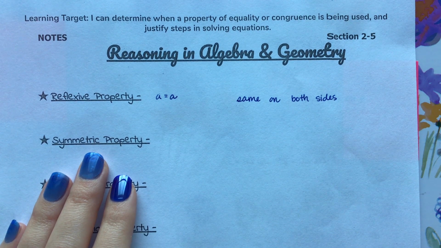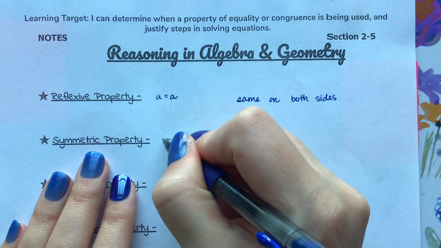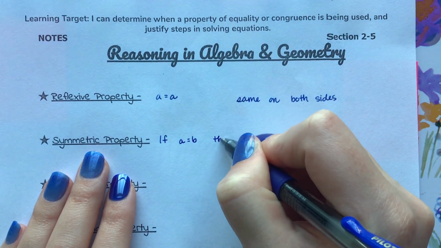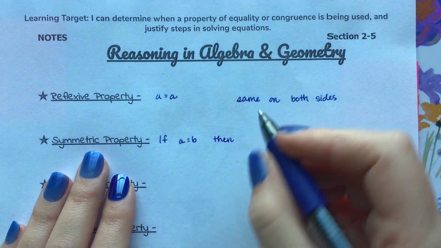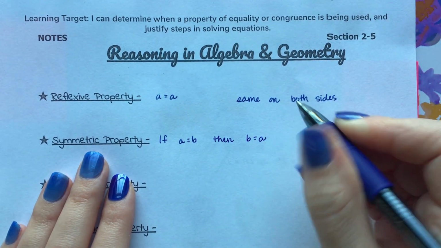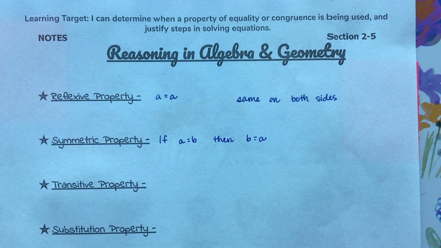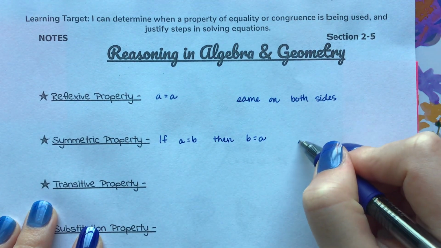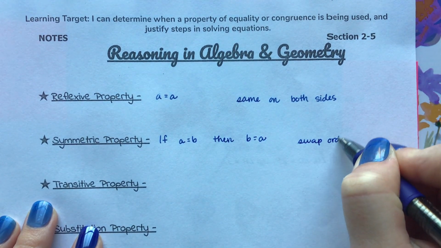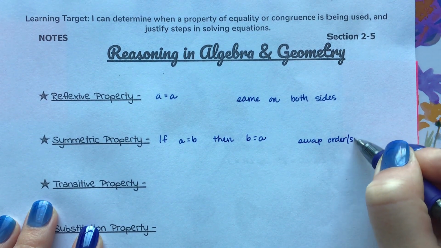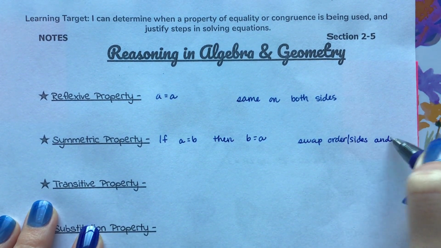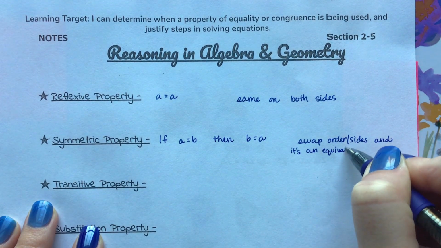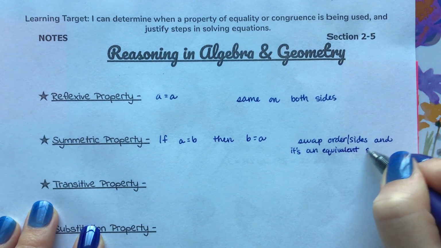Next, we have something called the symmetric property. And here it says, if some number A equals B, then you can flip the order around and B is equal to A. So you can swap the order and it's the same. So I'm going to write that over here to the side. Swap order, or the sides. And it's an equivalent statement.